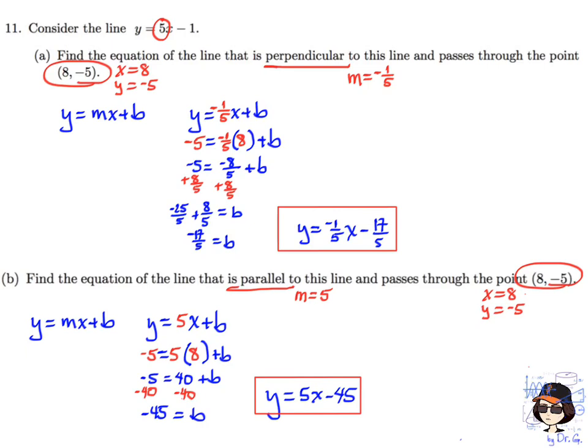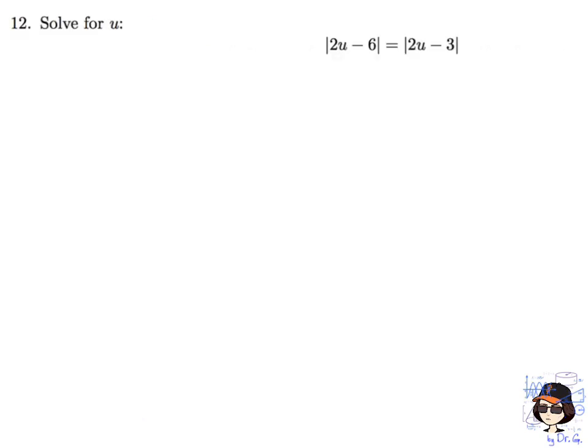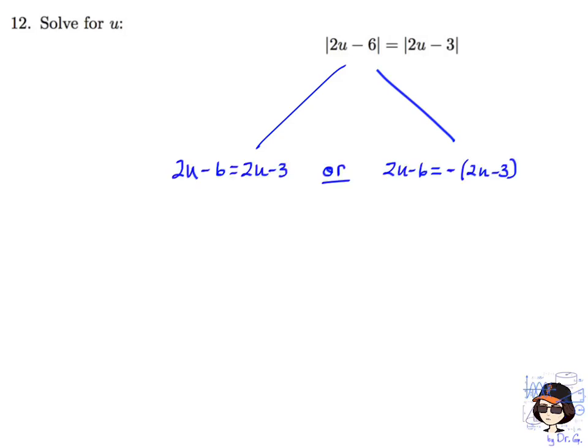All right, let's move on. Number 12. We have an absolute value equation. We need to solve it for u. So remember, we've got two absolute values, so there's two situations going on here. When two numbers have the same absolute value, that means they're the same distance away from 0. They could be the same number, so 2u minus 6 equals 2u minus 3, or they could be opposites of each other: 2u minus 6 equals the opposite of 2u minus 3.